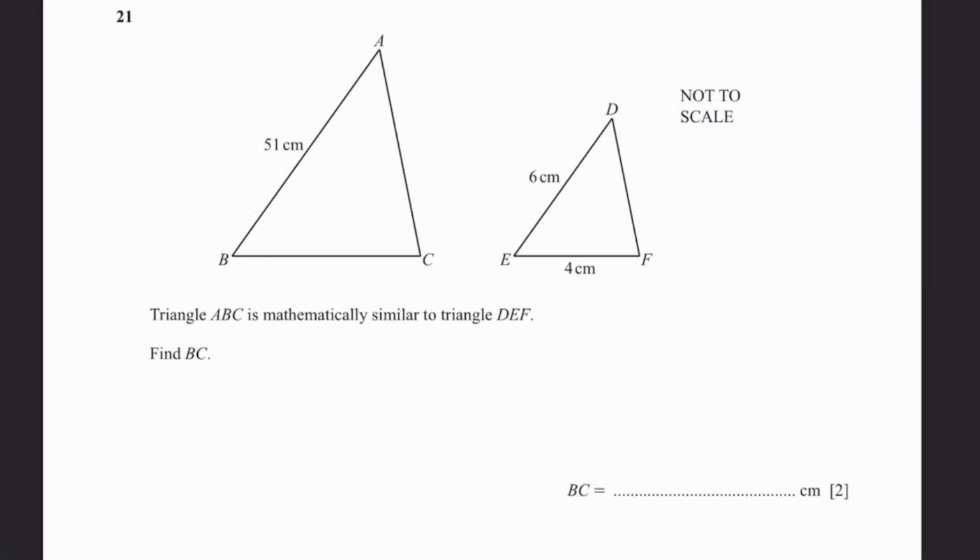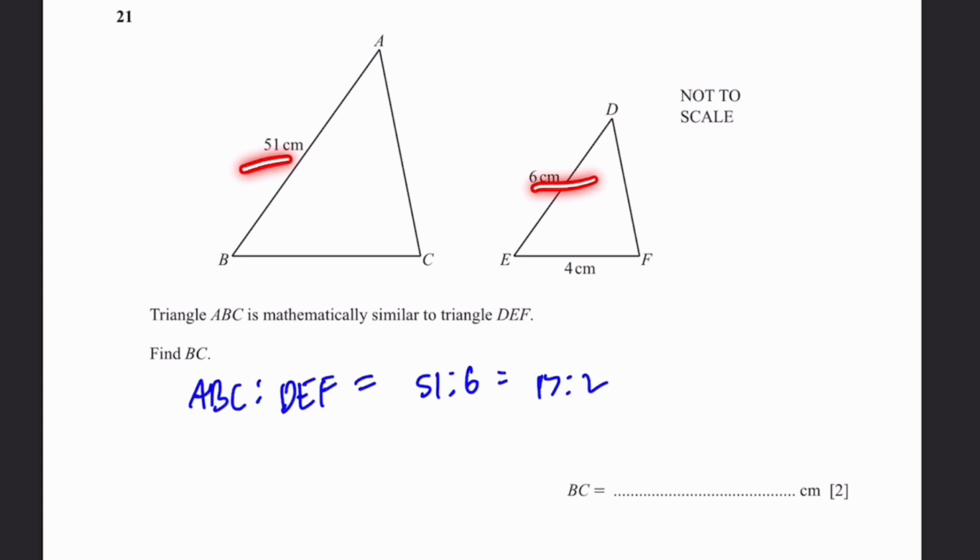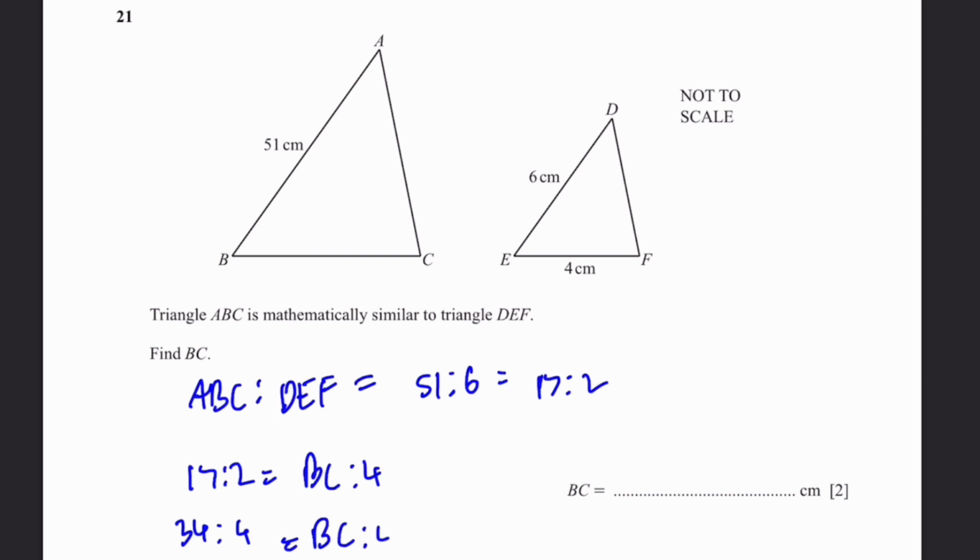Let's go to question 21. Triangle ABC is mathematically similar to triangle DEF. Find BC. So the triangle ABC side to triangle DEF side is 51:6, which is equal to 17:2. We know this because 51 and 6 are on corresponding sides. So that means 17:2 is equal to BC:4. And we can multiply by 2 on both sides of the ratio to get 34:4. That's equal to BC:4. And that means BC is equal to 34 centimeters. That's the answer.